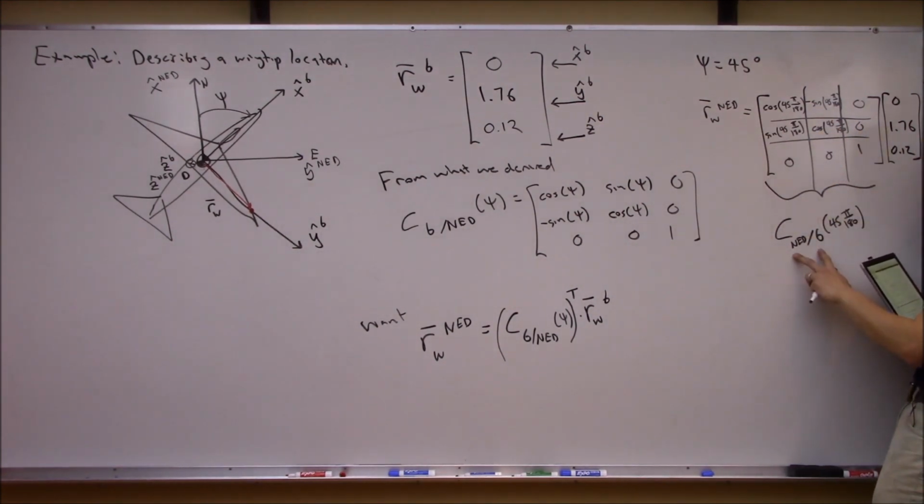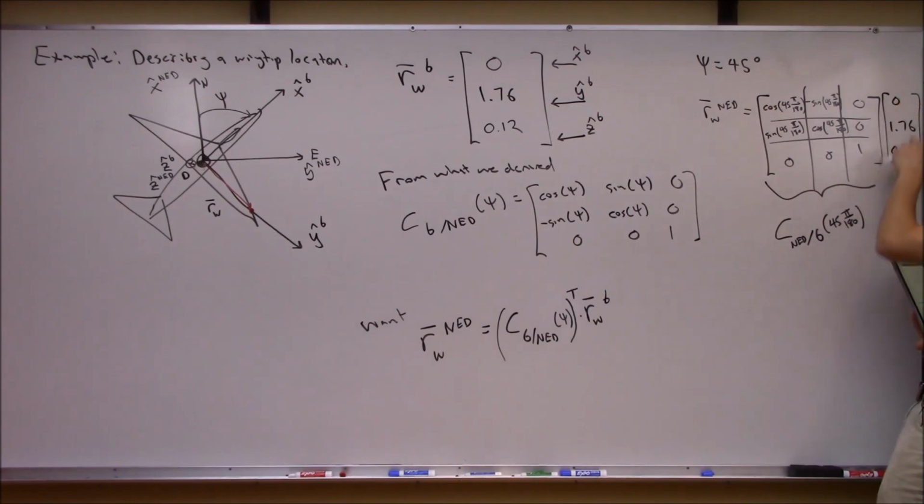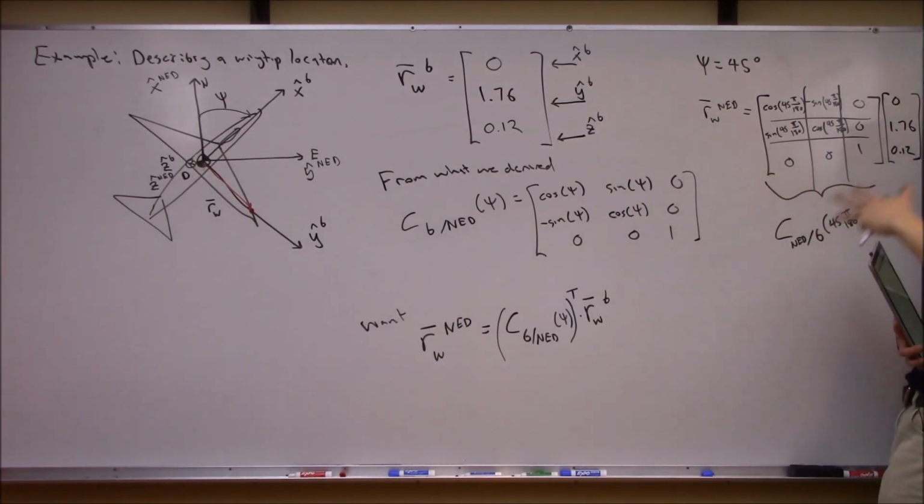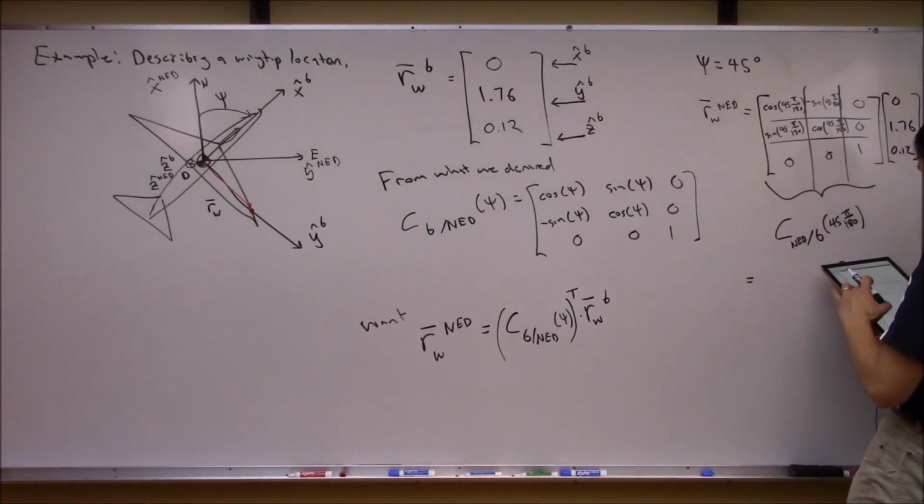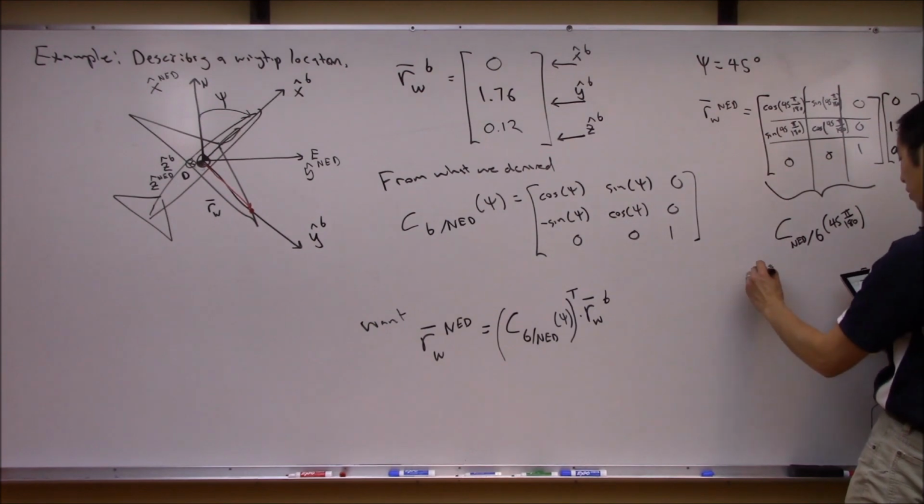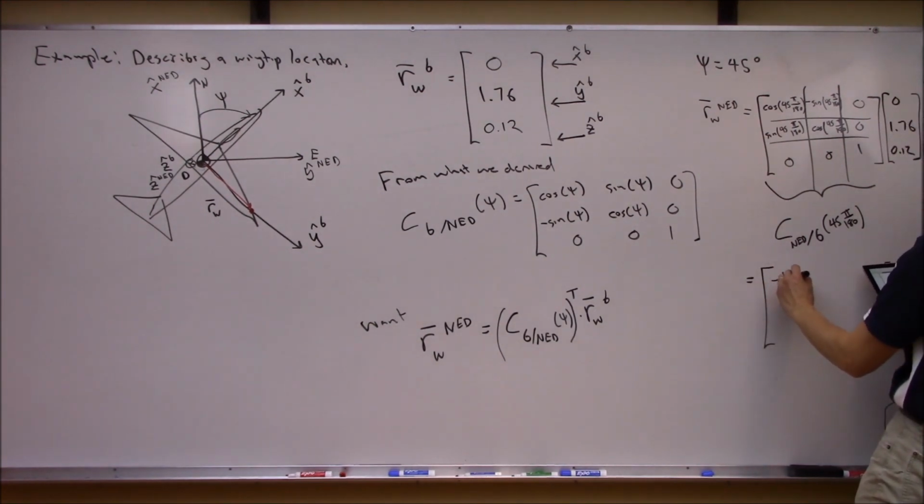If you use this subscript notation where we make sure that these indices match, so this B matches with this vector that's expressed in the B, and it yields me a vector expressed in the NED, I think everything should be fine. So you do all this math, you run over to Mathematica, you plug in the numbers here, and what does this come out to be? It's something like minus 1.244, 1.244, and 0.12, something like that.